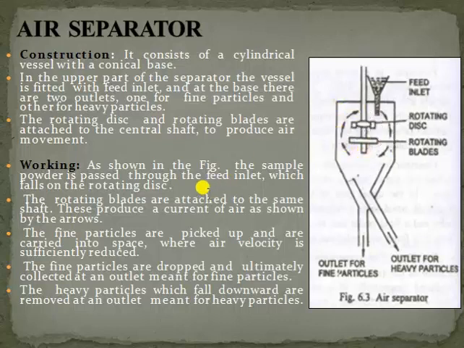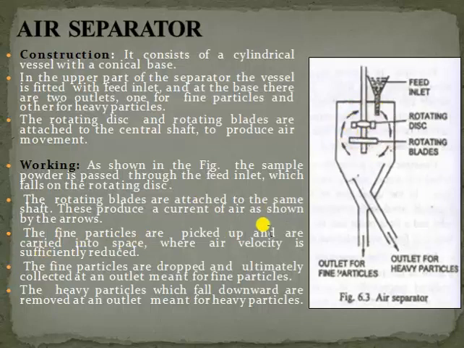Now how does it work? The sample powder is passed through the feed inlet. Here your sample enters, which falls on the rotating disc. The rotating blades are attached to the same shaft. This produces a current of air as shown by the arrow.